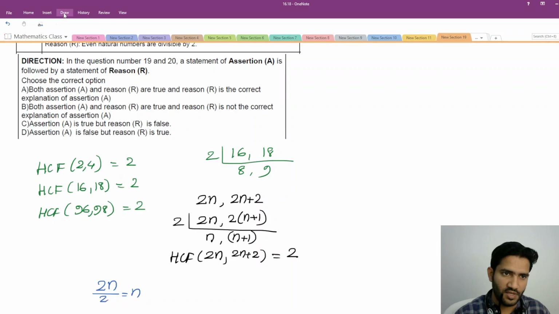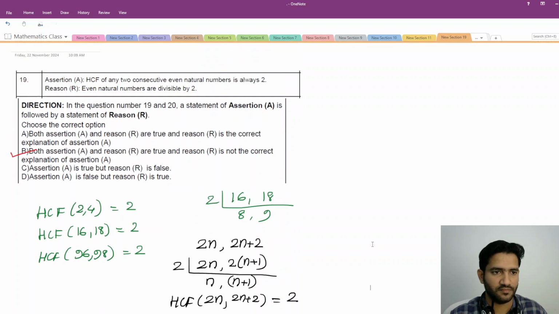So look at the options. Both assertion and the reason are true. That's right. But please wait, is the reason the correct explanation? Never. This is not the correct explanation. Then the second one: both assertion and the reason are true, R is not the correct explanation. That's right. So B, the second option. Okay, for the 19th one, we have the second option.